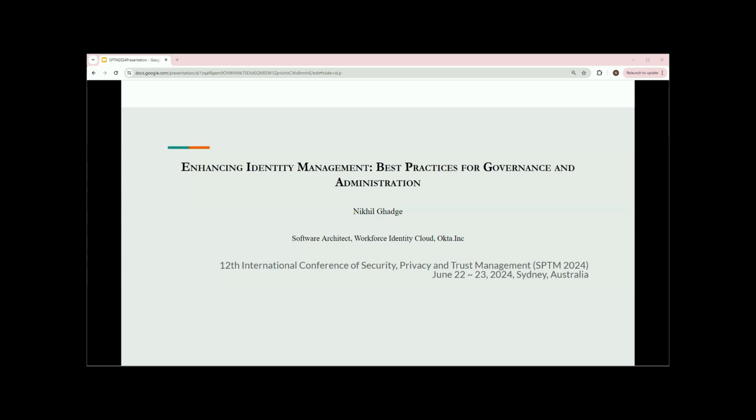This research review paper is about best practices for governance and administration. So how do you enhance your identity management? Let's quickly go through the slides.